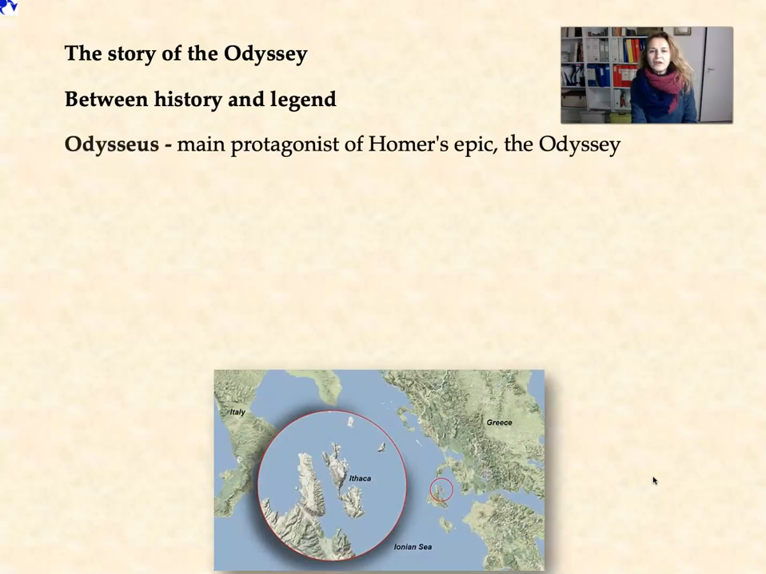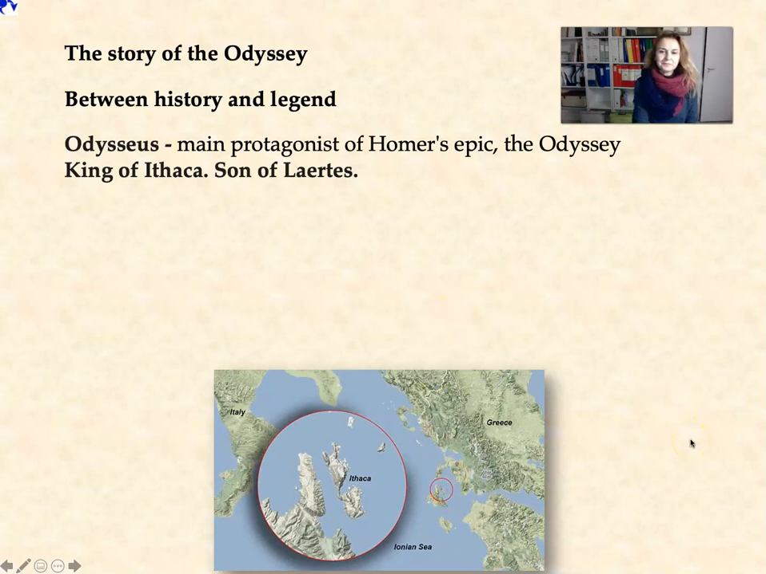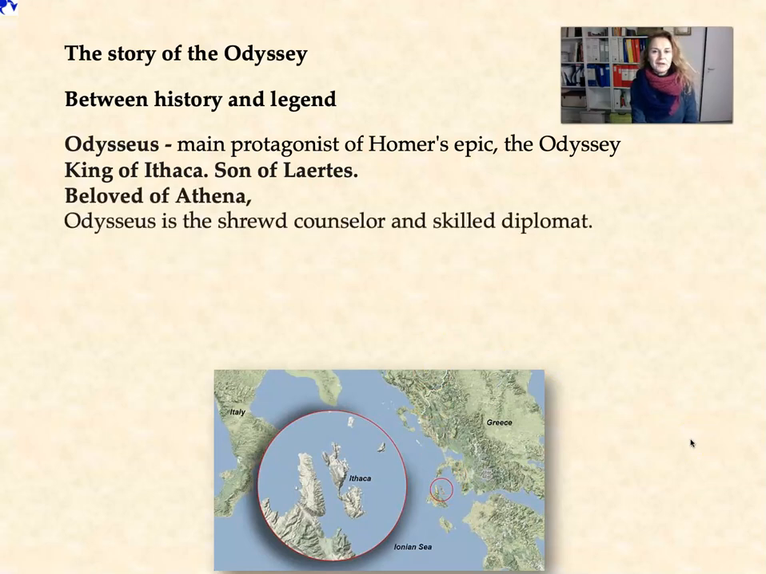So Odysseus is the main protagonist, as you have understood, of this Homer's epic. And he is king of the island of Ithaca. So here you can see Ithaca in a close-up and the location here in the Ionic Greek islands, and son of Laertes. So we know from the Iliad too that he was beloved of goddess Athena, and that Odysseus is a shrewd counselor and a skilled diplomat.